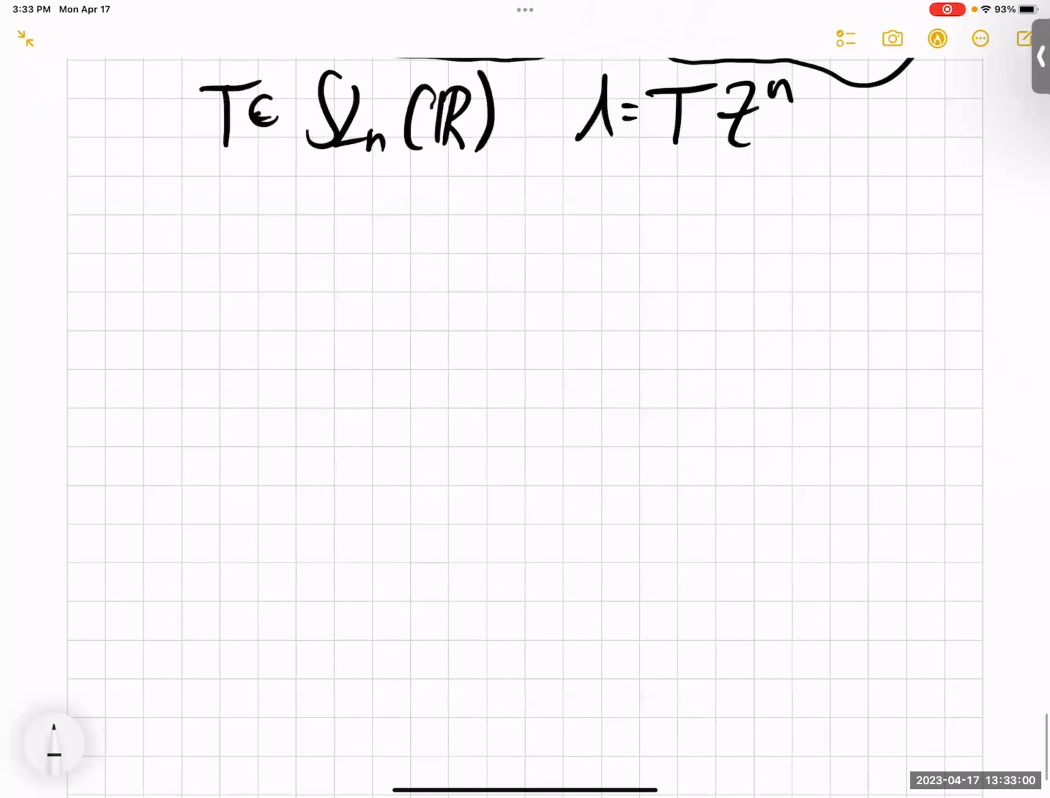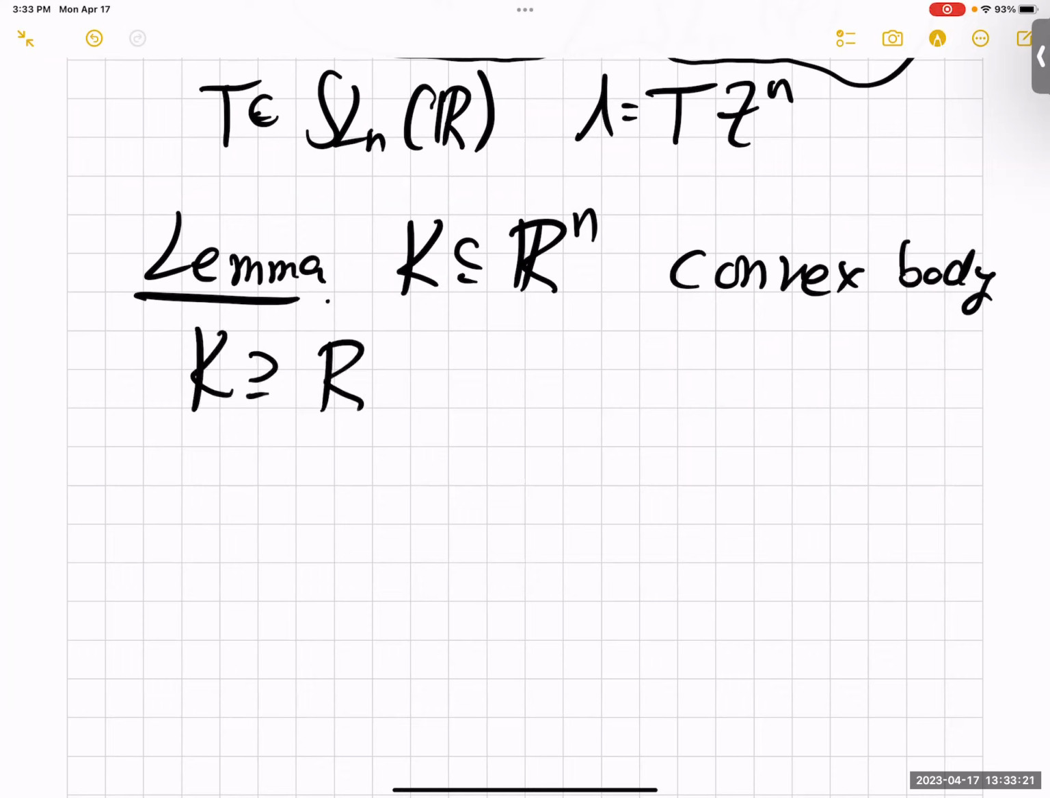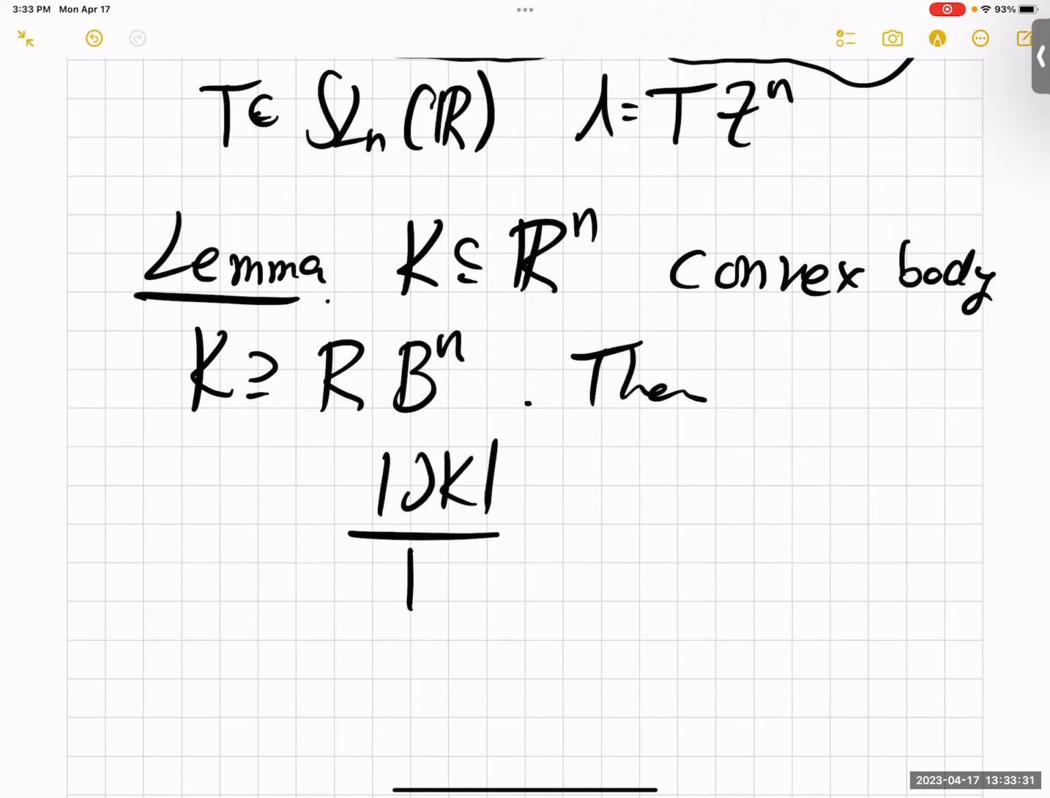The reason for this is the following easy lemma. I'll prove it to you in a second. It says that when you have a subset of R^n which is a convex body, and you know that it contains R times the Euclidean ball, then the ratio of its surface area to its volume is at most n over R.